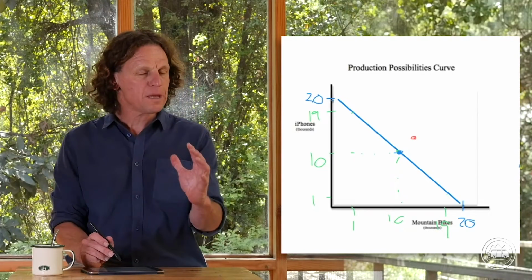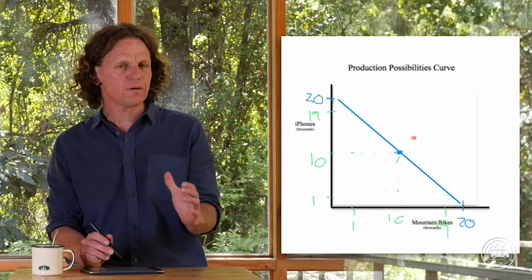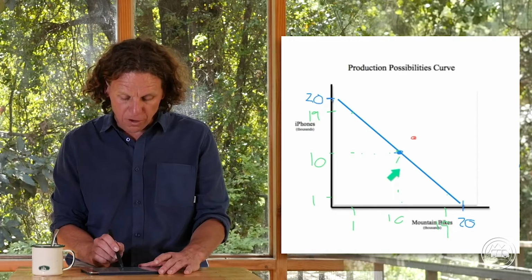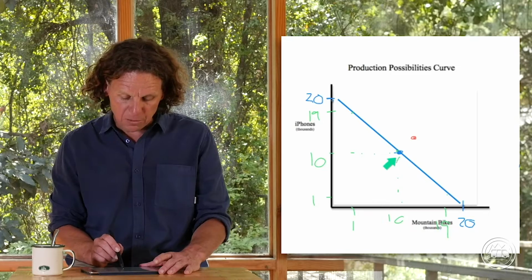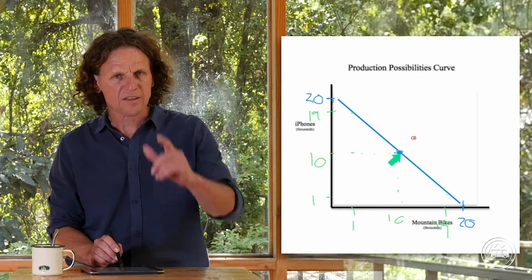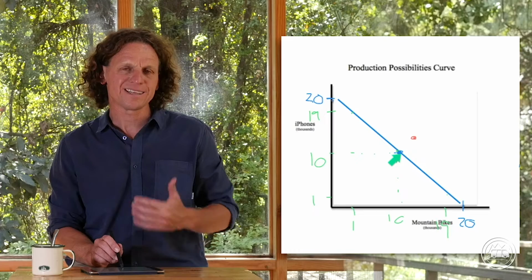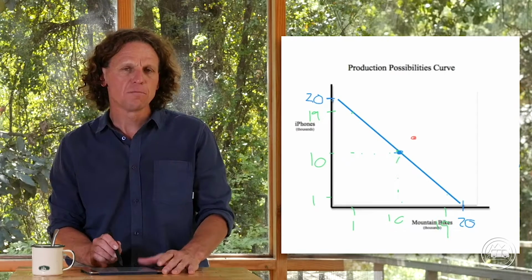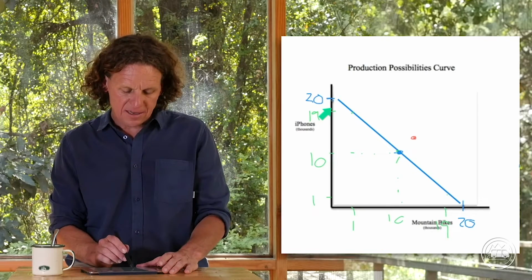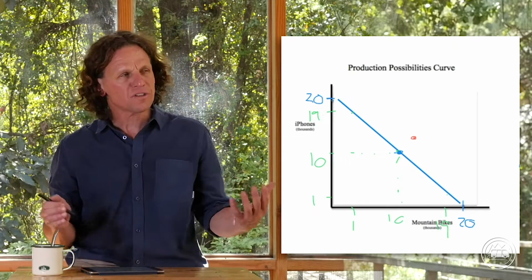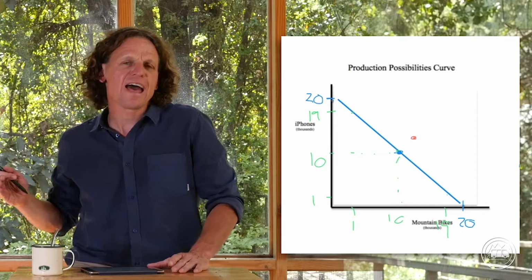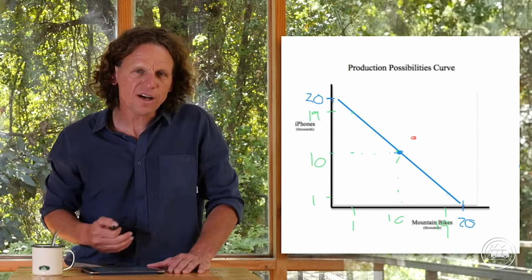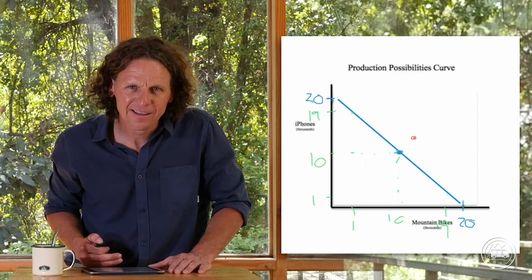We have all the people that are really good at making iPhones making iPhones. We have all the people that are really good at making mountain bikes making mountain bikes. But let's assume for a second that you are an expert in mountain bikes and I am an expert in iPhones. You want me making iPhones and you making mountain bikes. But if we all of a sudden decided to have everybody make iPhones, guess what? You're not good enough at it.